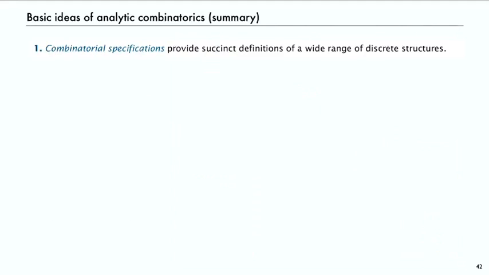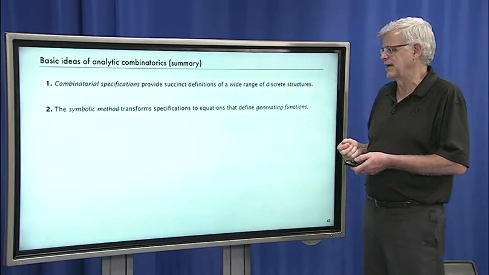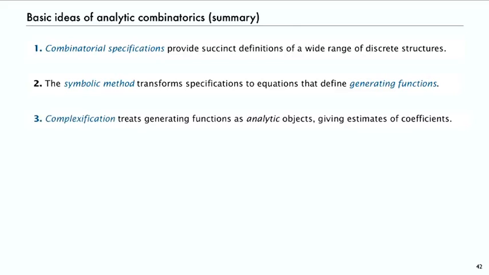The basic ideas I'll say in words because they're worth restating. First of all, we have combinatorial specifications that give us succinct ways to define discrete structures. And this is an extensible system of specifications, and people are discovering new ones every day. Associated with the specifications, we have the symbolic method, which gives us a way to transform the specifications to equations that define generating functions. We're treating the generating functions as formal objects that we can immediately derive definitions from the specifications. Then we pivot and treat the generating functions as analytic objects, as functions in the complex plane.